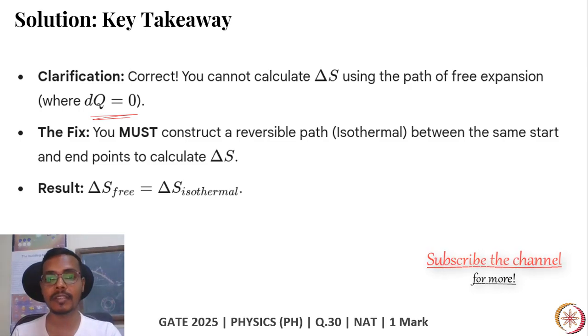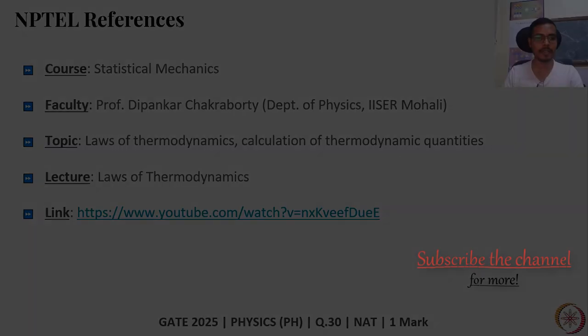Free expansion is highly irreversible. So to calculate delta S, you must imagine a reversible path connecting the same states, which is exactly what case 2 was. That's why the answers are identical.